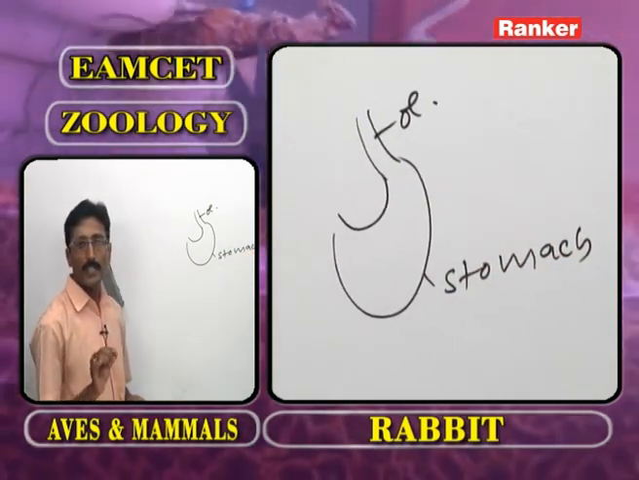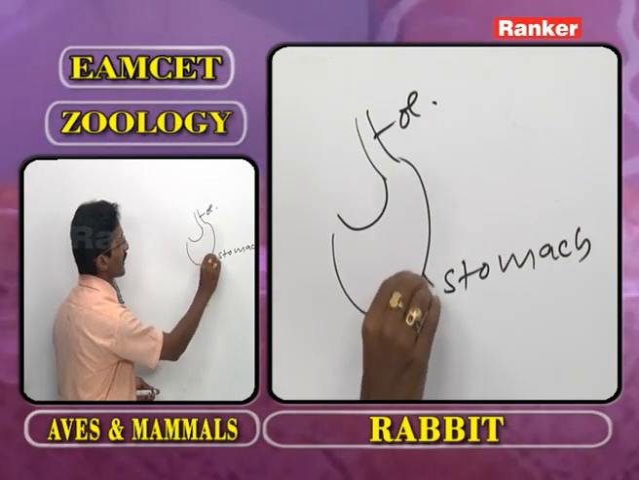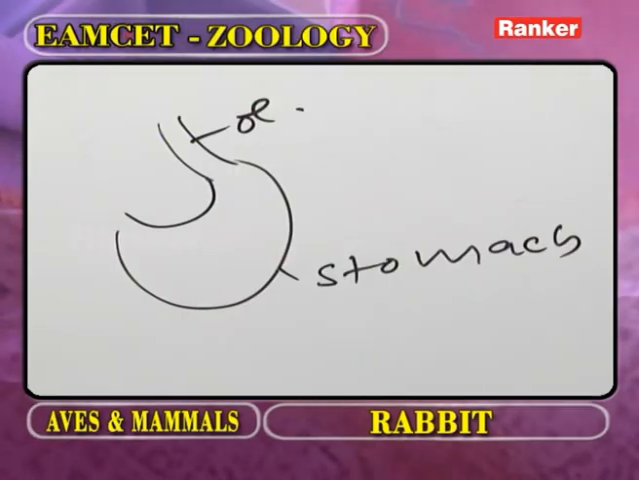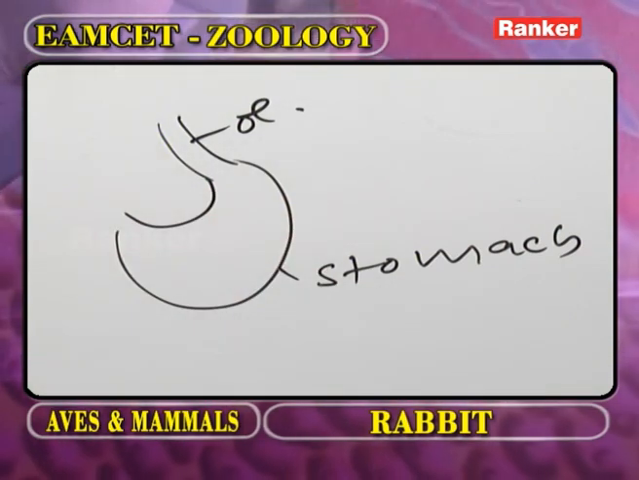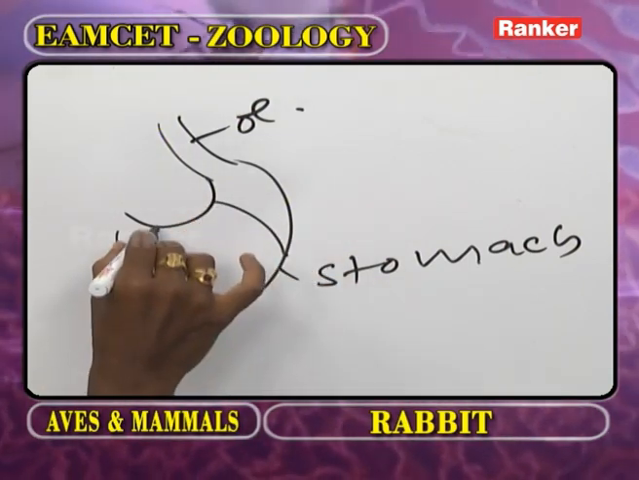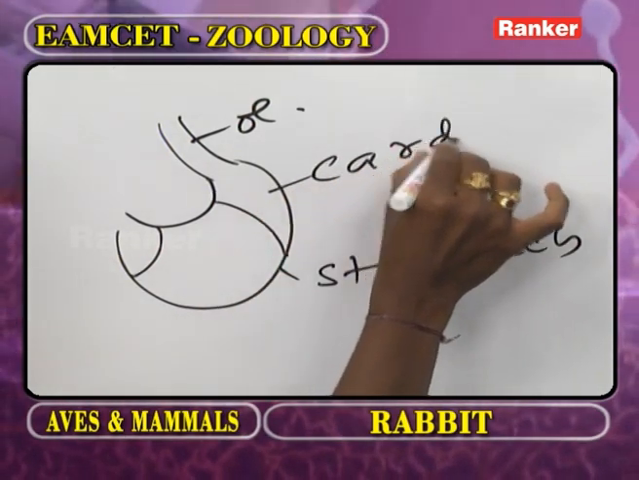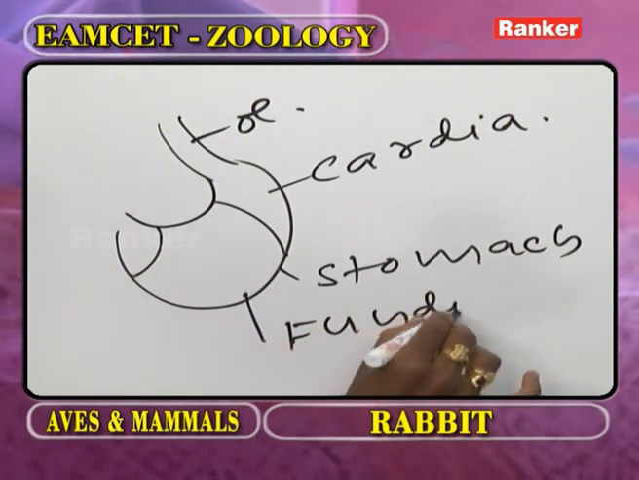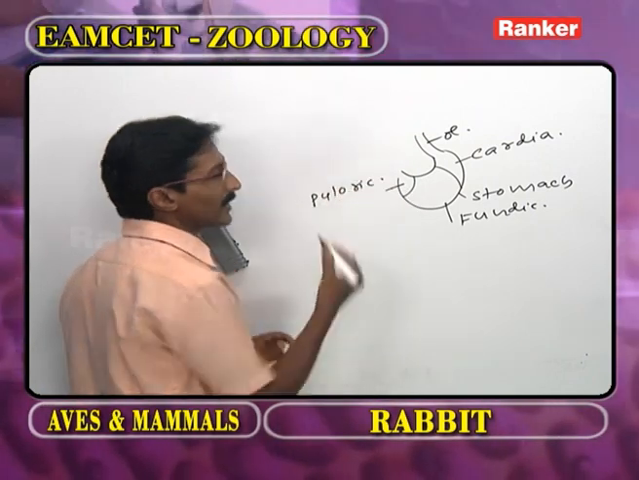The stomach is considered a reservoir. In the stomach, the food materials are temporarily stored, so it is a reservoir. In the stomach, digestion takes place, but only partial digestion. Now the stomach is classified into three parts: this is the cardiac stomach, this is the fundic stomach, and this one we call the pyloric stomach.